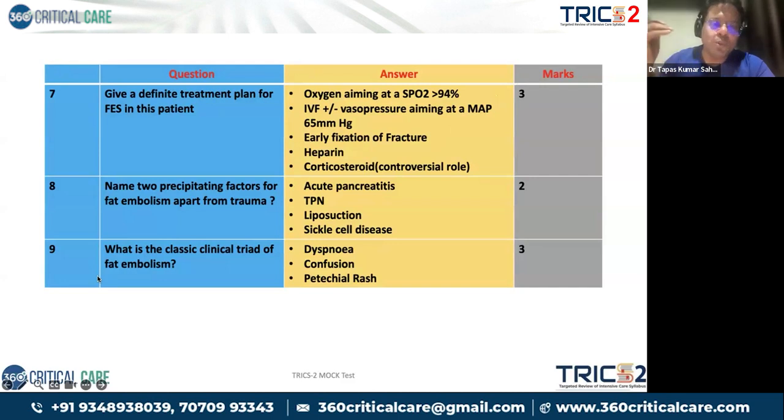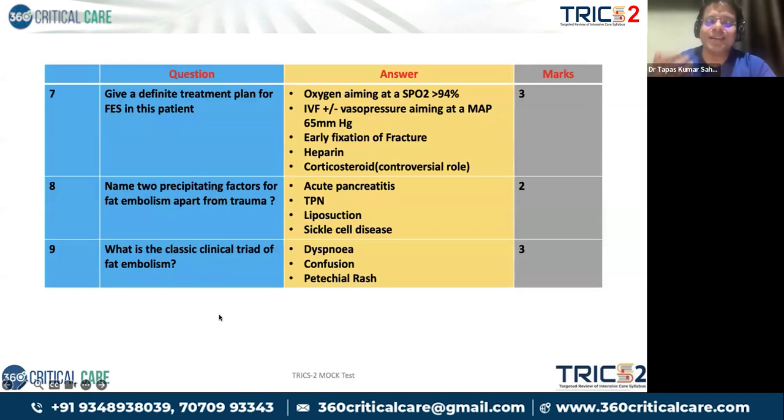Now, name two precipitating factors for fat embolism apart from trauma. This question is to check whether you know about the other etiologies of fat embolism or not, because we always correlate trauma with fat embolism, but it's not like that. There are also other non-traumatic causes like acute pancreatitis, total parenteral nutrition if the patient is on parenteral nutrition for a long time, liposuction surgery, sickle cell disease. These are some of the precipitating factors for fat embolism.